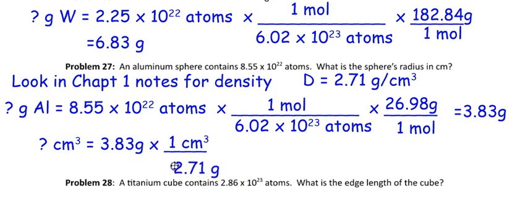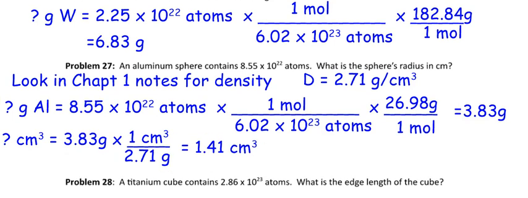So I'm going to put grams on the bottom. That is my density, isn't it? Here's my density. Put grams on the bottom, cubic centimeters on top. So what is 3.83 divided by 2.71? Do it. And this is what you get. But I'm not done yet. All right, so now we found the volume is 1.41 cubic centimeters.